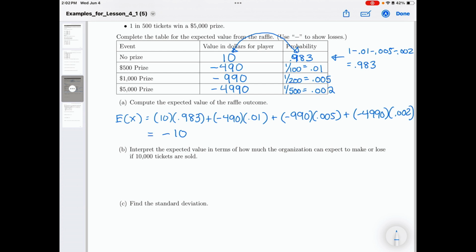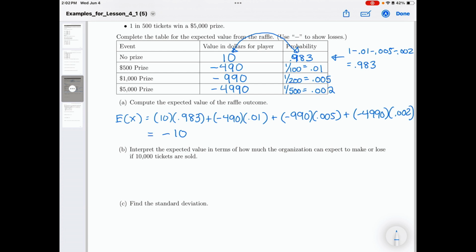In part B, it says, interpret the expected value in terms of how much the organization can expect to make or lose if 10,000 tickets are sold. So the expected value that we got in part A, that represents long term. If we sell many, many, many raffle tickets, on average, long term, we're going to lose $10 per raffle ticket.